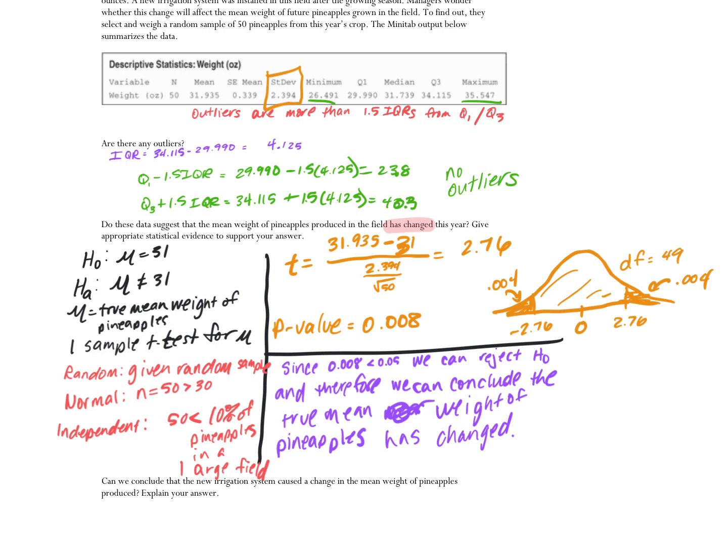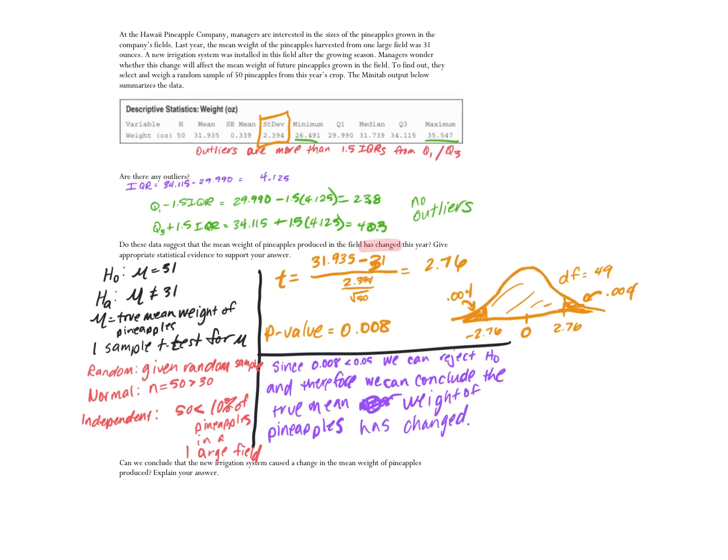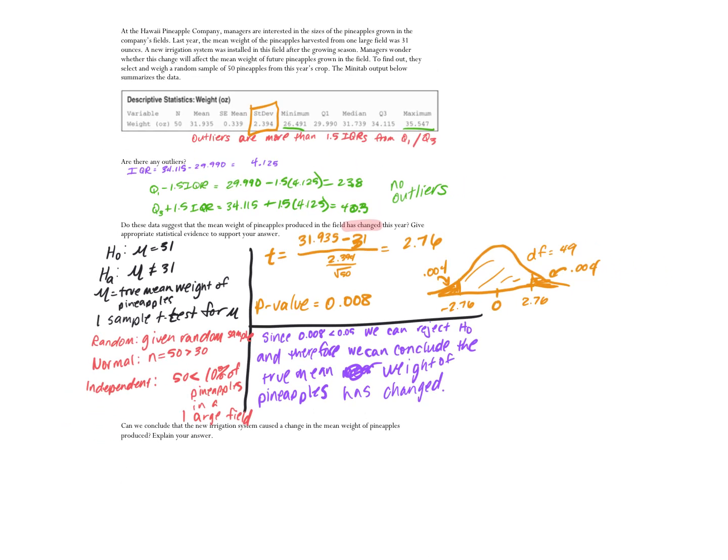All right. Now, the farmer did this because he put in a new irrigation system. Can we conclude that the irrigation system caused the change in the weight of the pineapples? No. Because there could have been other factors. It wasn't like a test. Well, we just ran a test. We did a one sample t-test. It wasn't an experiment.